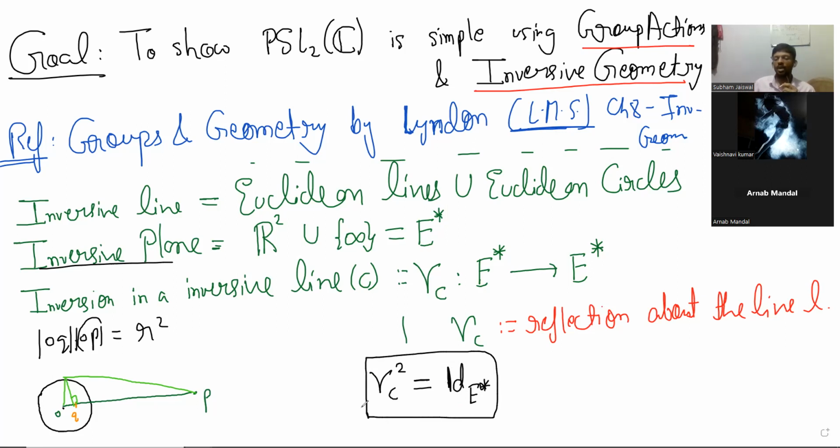Okay. These things you can check. And now comes the interesting things. You have defined a function, or you have defined many functions, right? For every C, we have defined a function. For every circle, we have defined a function. For every line, we have defined a function.